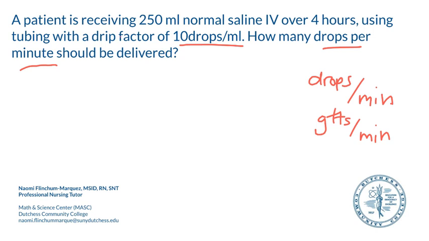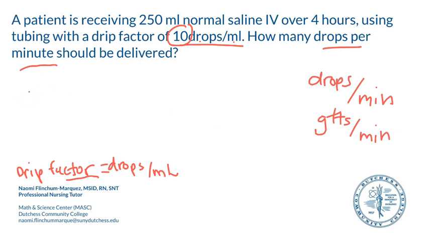Sometimes when you get a drip factor, they'll just say the drip factor is 10, but they won't say drops per milliliter. A drip factor is always written in drops per milliliter. And that can be kind of tricky because your answer is going to be in drops per minute, but the drip factor is always going to be in drops per milliliter. So people can get hung up on that if they don't set it up the right way.